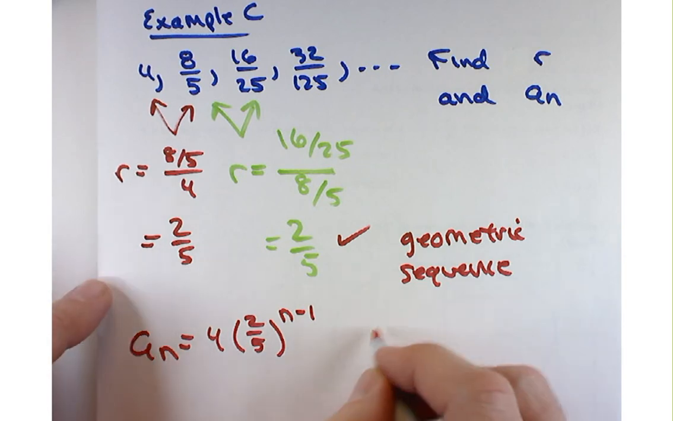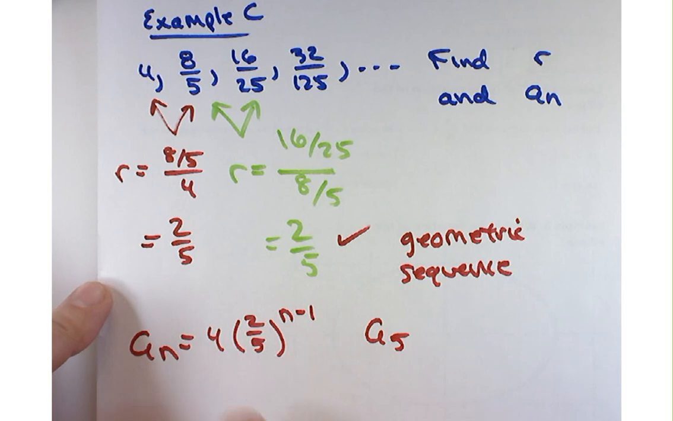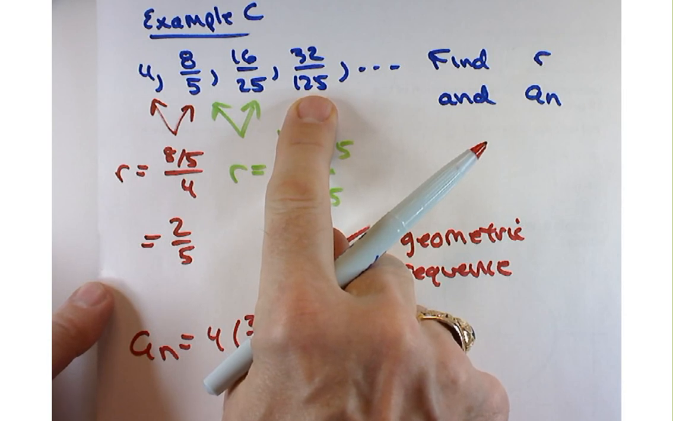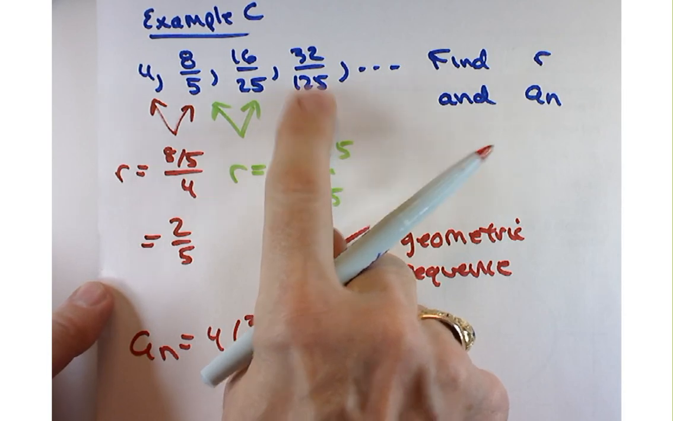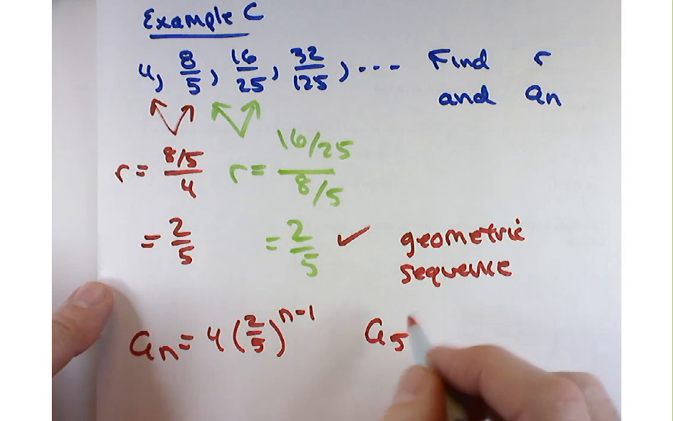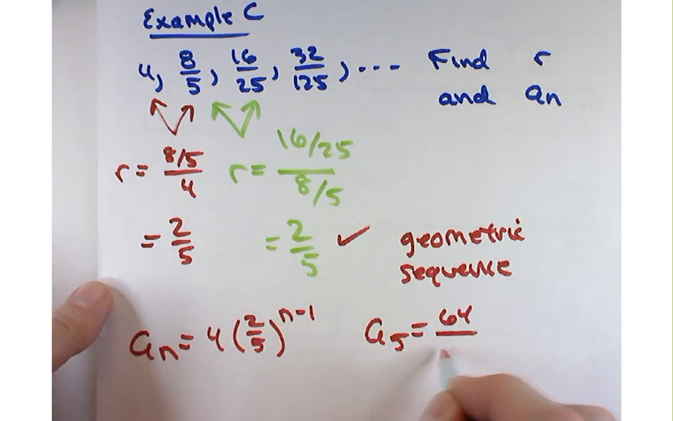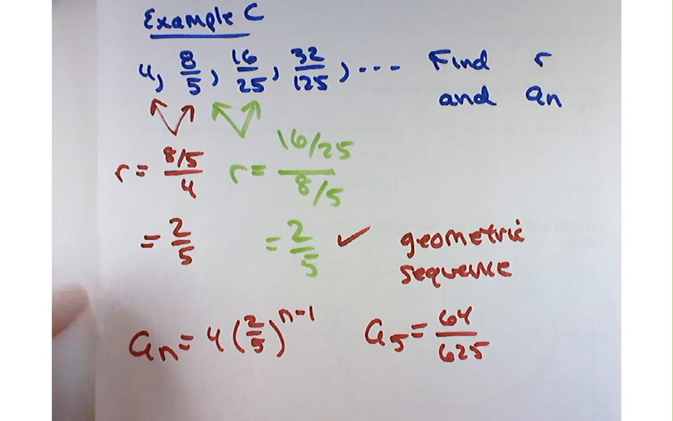Now, quick question for you. If I wanted a sub 5, are you going to plug in a 5 here, or are you just going to multiply that by 2/5? Which one seems easier? So 2 times 32 is 64. 5 times 125 is 625. I like Robert's idea. We'll just multiply by 2/5. Sounds easier. Nice.